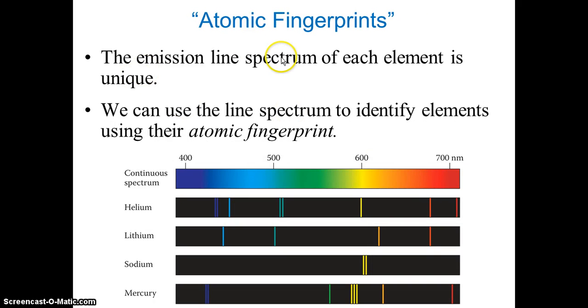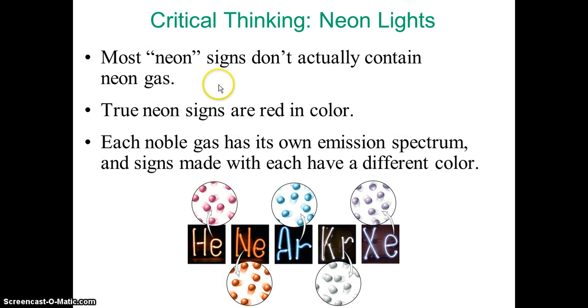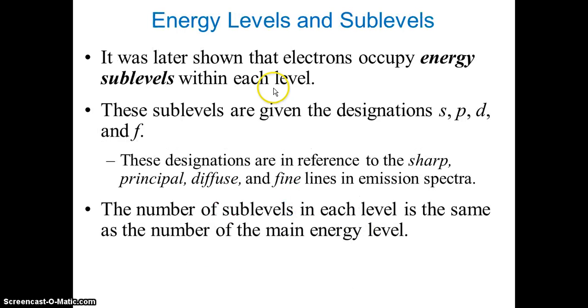The emission spectrum of each element is unique. It's like a fingerprint. We can use the line spectrum to identify elements using their atomic fingerprint. Here you can see helium is different, lithium is different, sodium, mercury, all elements have different spectra. Now in the next video we'll talk about energy levels and sublevels.